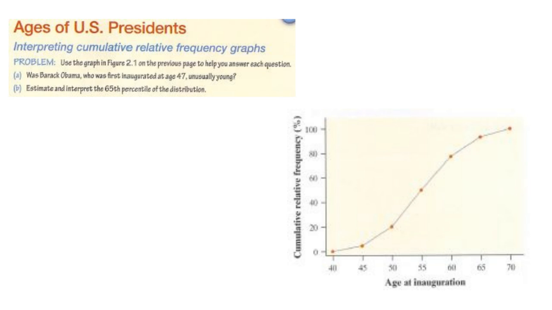So using the graph in 2.1, Barack Obama was first inaugurated at age 47, unusually young. So I can find my age 47 on my x-axis here, probably about here-ish. And if I go up to my cumulative relative frequency graph, I can see that I end up at about here, which is at about 11%. So what that says is that about 11% of presidents were younger than Barack Obama when he was inaugurated, which would mean about 89% were older when they were inaugurated.